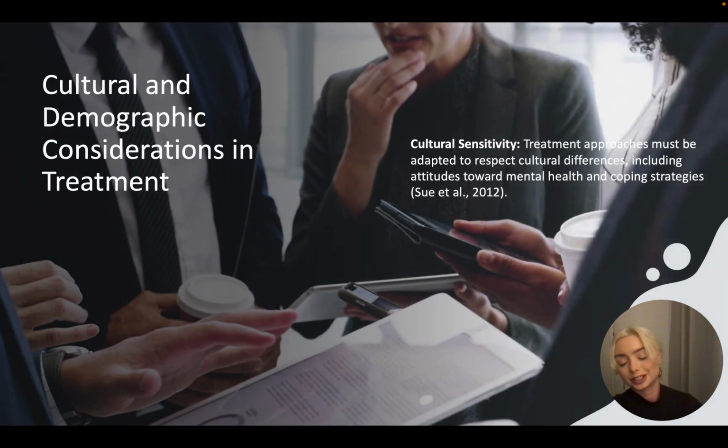Cultural and demographic considerations in treatment. So there does need to be cultural sensitivity as a therapist or psychologist. Treatment approaches must be adapted to respect cultural differences, understanding where your client's coming from, understanding their culture, understanding how they view therapy and therapeutic modalities. There also has to be grace toward mental health strategies and coping strategies. Each culture is different. It is important to be educated and understand where your client is coming from and what might be causing or contributing or preventing them from getting the care they need.